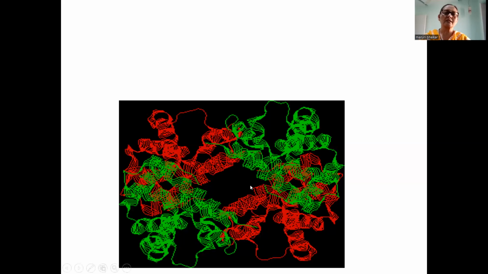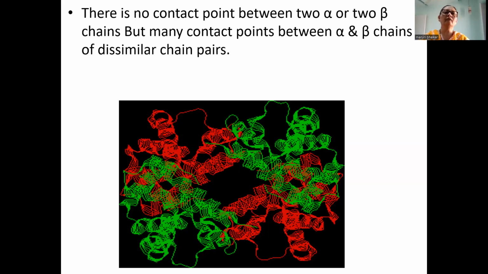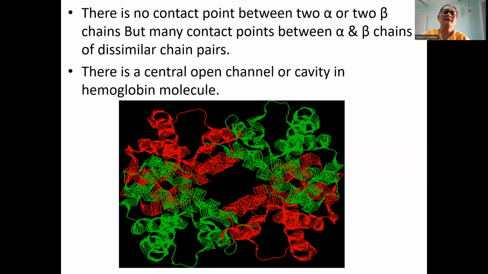Now you can also notice that there is a hollow pocket at the center which enables the exchange of gases with the hemoglobin. So there is no direct contact point between the two alpha or two beta chains, but there are several contact points between the alpha and beta chains of the dissimilar chain pairs. And there is a central open channel or cavity in the hemoglobin molecule. So I hope that you have understood the structure of hemoglobin.